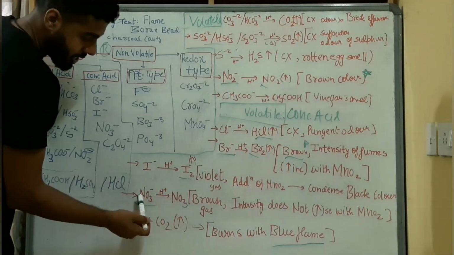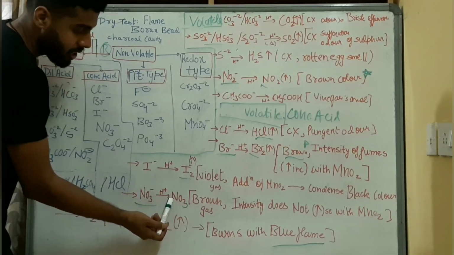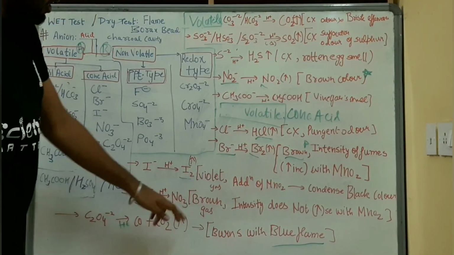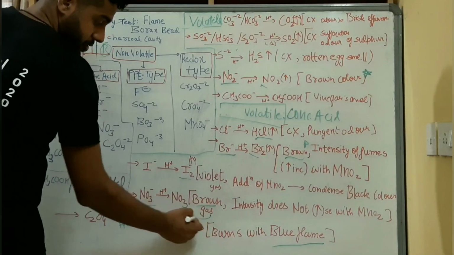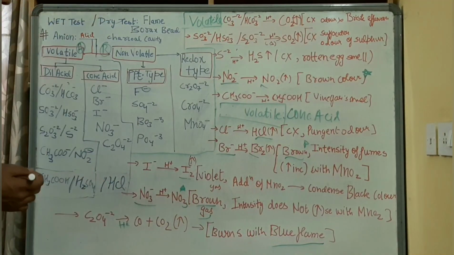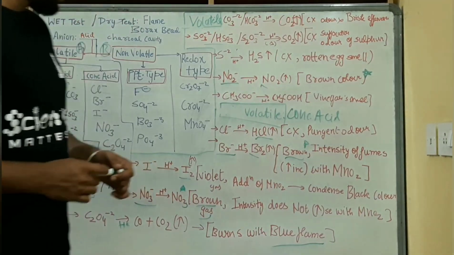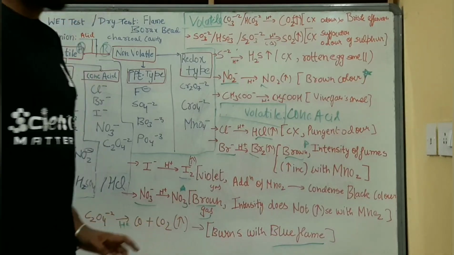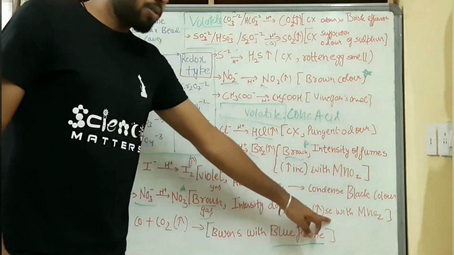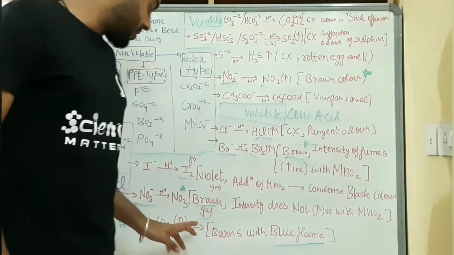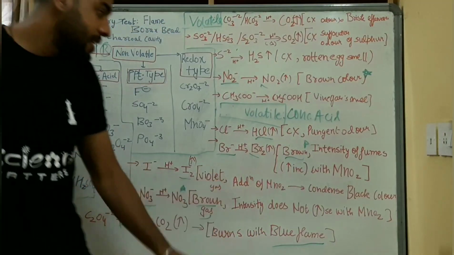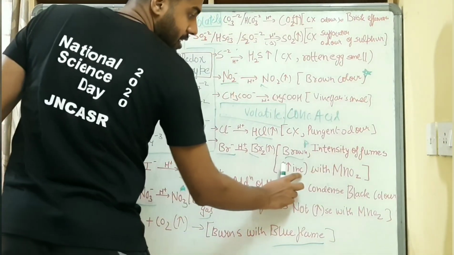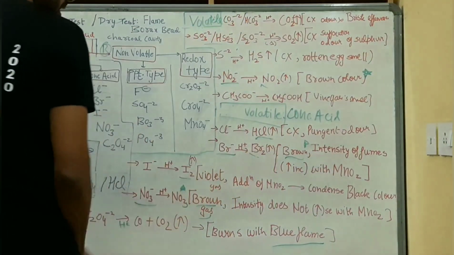Then you have a nitrate ion. If you add concentrated acid to it, it will give you NO2 gas, and this gas is again a brown colored gas, which makes NO3 an important radical. In order to distinguish between Br minus and NO3 minus, if you add MnO2 to this, the intensity will not increase in case of NO3, but the intensity of fume increases with MnO2 in case of Br minus radical.